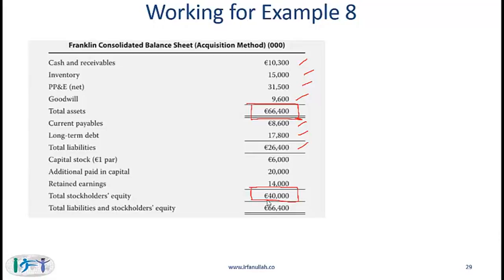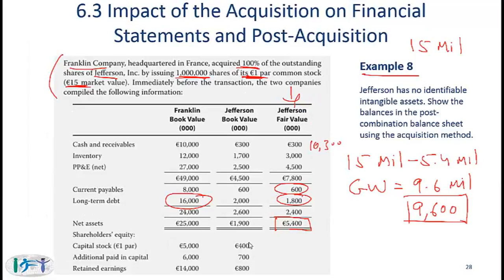The next question is, how do we come up with this categorization of the 40,000? Capital stock is 6,000, additional paid in 20,000, and retained earnings 14,000. The way you come up with this is by looking at this information. Note that the par value is 1. If 1 million shares are issued, then the capital stock will go up by 1 million. Initially our number was 5 million. When capital stock goes up by 1 million, we will have 6 million.